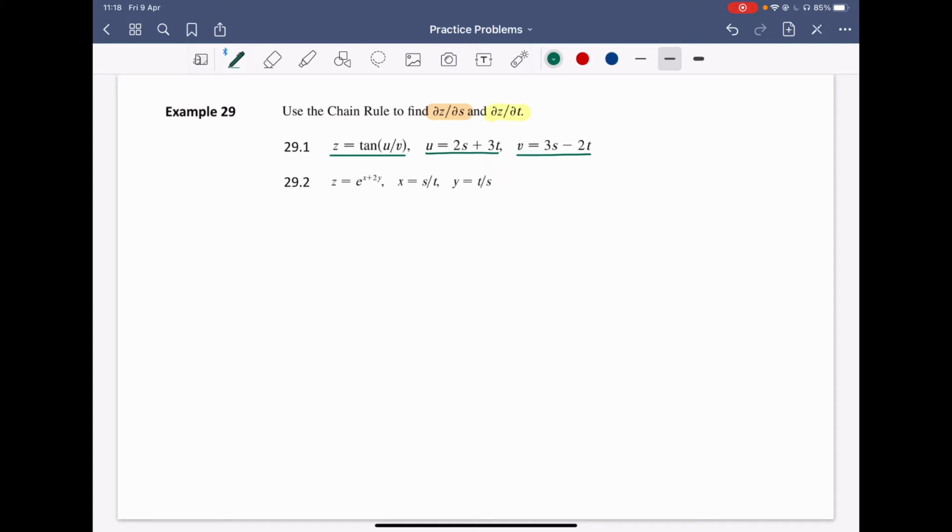So you obtain the diagram. C is a function of U and V. U is a function of S and T, and V is a function of S and T. So when you do the chain rule, for example, 29.1, you're going to get ∂C/∂S. So you get ∂C/∂U times ∂U/∂S, plus ∂C/∂V times ∂V/∂S.